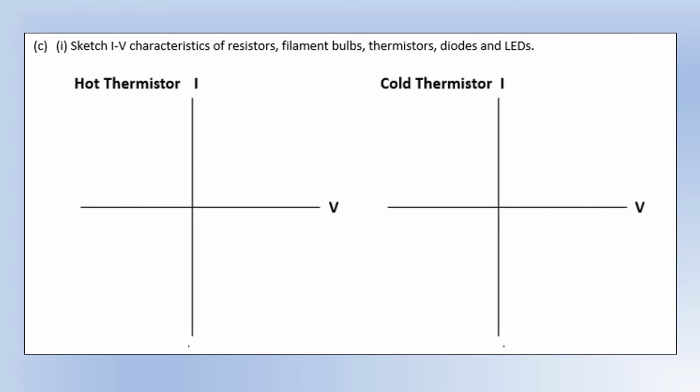Then looking at a thermistor, a device that responds to changes in the environment. If the thermistor is hot, its resistance is low, but it still looks like an ohmic conductor. But if we change the temperature to when it's colder, we can see that its resistance is increased. So for the same potential differences, we've got much smaller currents. So that's what our thermistor looks like.